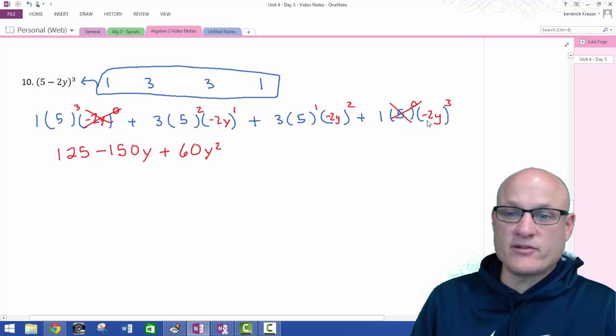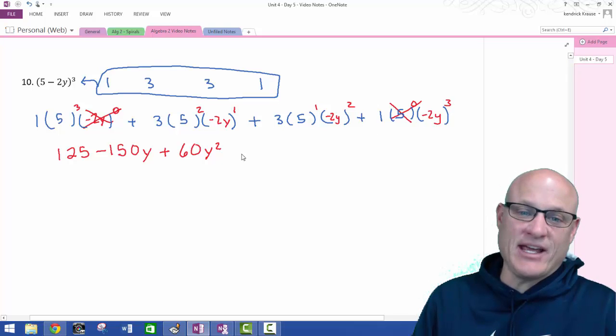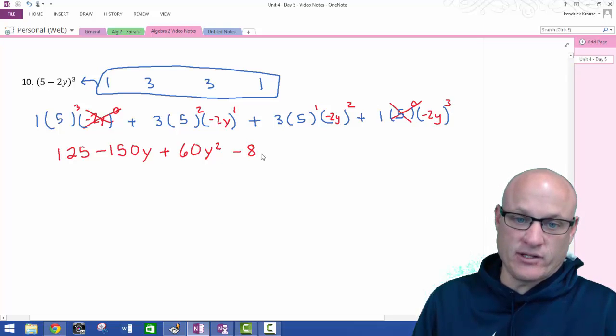Done with that one. And then this is negative 2 cubed, which is negative 8. It is not negative 6. It is negative 8y cubed.